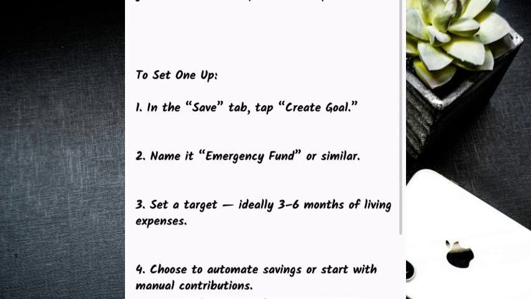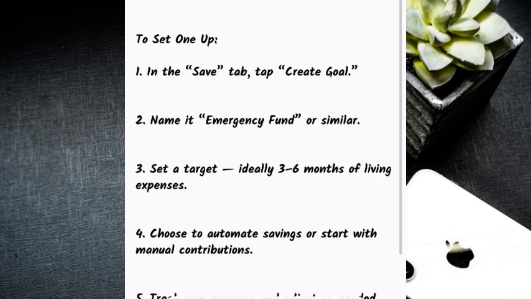So, to set one up, all you got to do is in the Save tab, tap Create Goal. First things first, open the Cleo app, and then in the Save tab, you're gonna tap Create Goal. Next, you're gonna name it emergency funds or something similar. Next, you gotta set a target. So ideally, you want 3 to 6 months of living expenses.